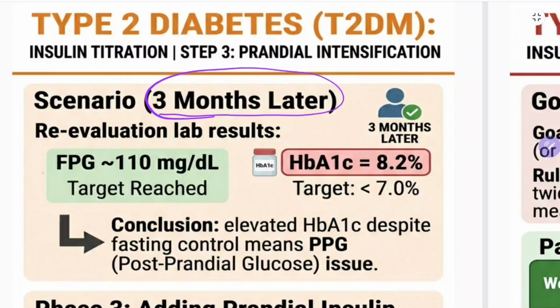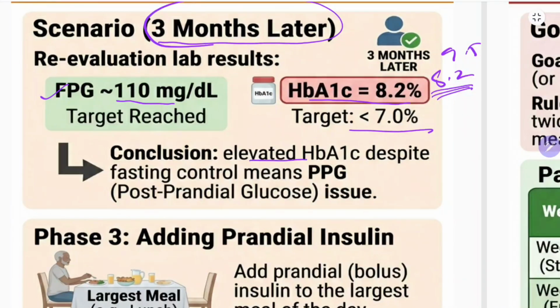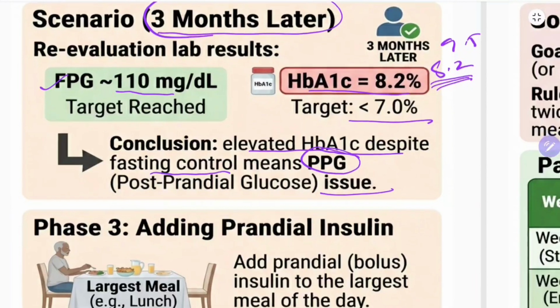Now after 3 months the fasting plasma glucose is approximately 110 milligram per deciliter, but the HbA1c is 8.2%. So it has decreased from 9.5% to 8.2, but still the target is not met. The target is less than 7%. Conclusion: elevated HbA1c despite fasting control means the post-prandial glucose is the issue.